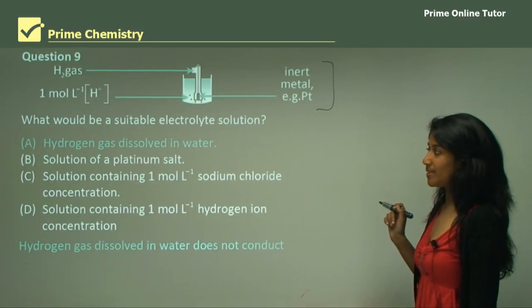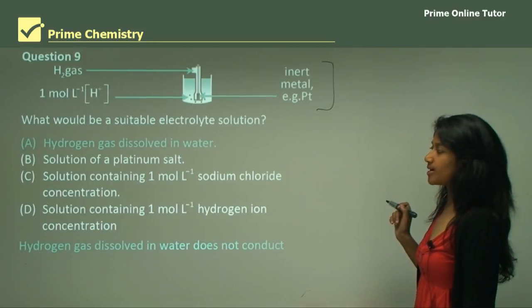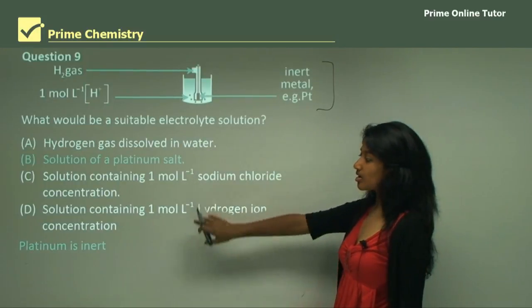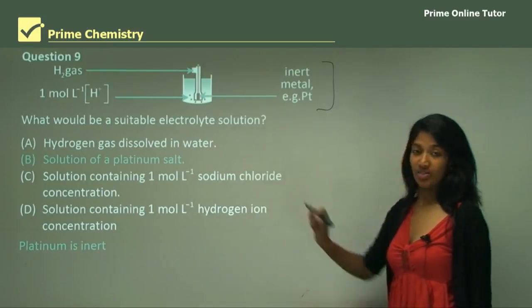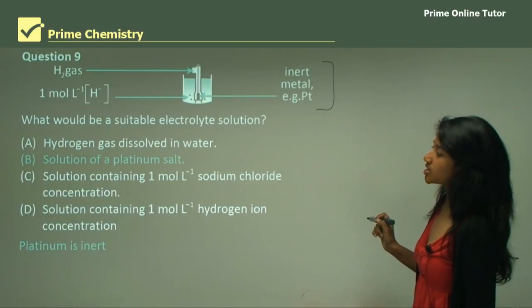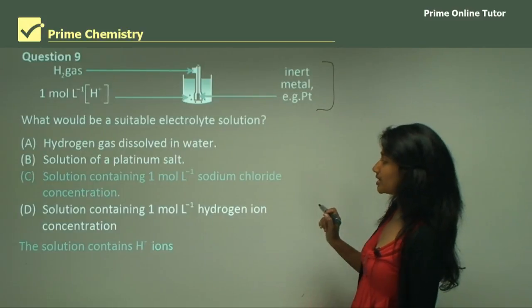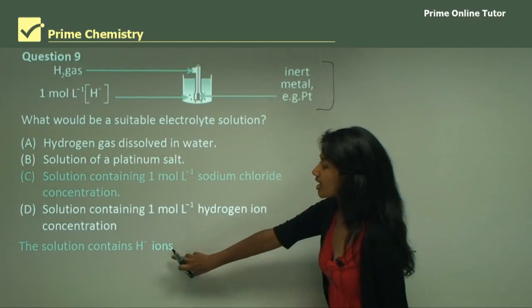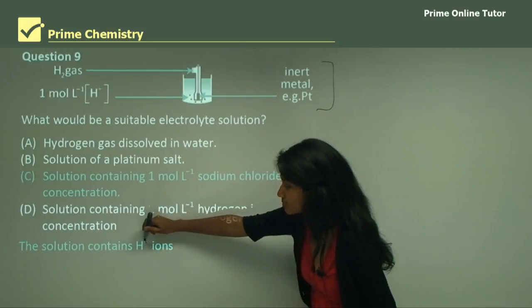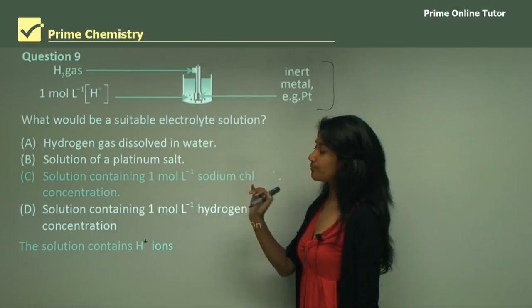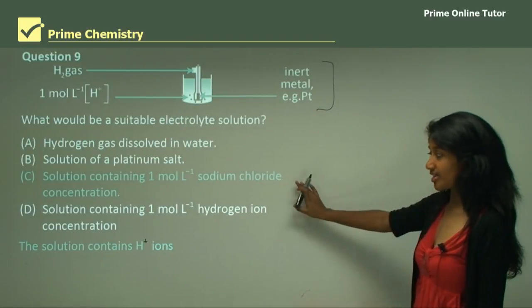Is it option B, which is a solution of a platinum salt? We know that platinum is an inert metal, so that is not the correct answer. Option C, which is a solution containing 1 mole per liter of sodium chloride solution. Now we know that there are hydrogen ions in the solution, as you can see there. So that is not the answer.